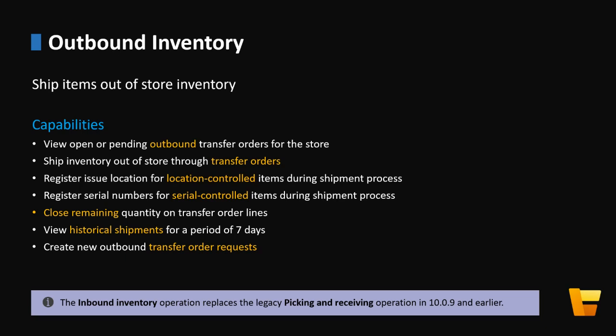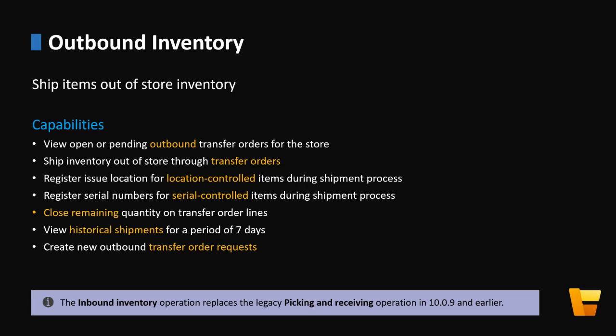Those are the common capabilities available in both inbound and outbound operations. You can also close the remaining quantity if you confirm that for whatever reason, you cannot ship the full quantity as requested. We also have a view in this outbound operation for you to access the historical shipments for the past 7 days. Finally, from this operation, you can create a new outbound transfer order if you want to send items to other locations.